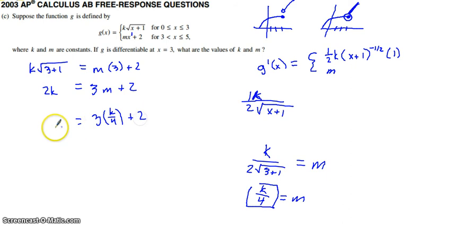plus 2 equals 2k. This is 3/4 k. If I subtract 3/4 k from 2k, what I end up with is 5/4 k, and that's going to equal 2. So I'm solving this for k. If I multiply by 4/5, what I end up with is k is going to have to equal 8 over 5, and I can substitute 8 over 5 in place of this k to solve and get my answer for m.